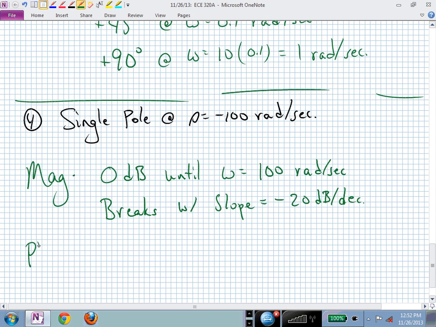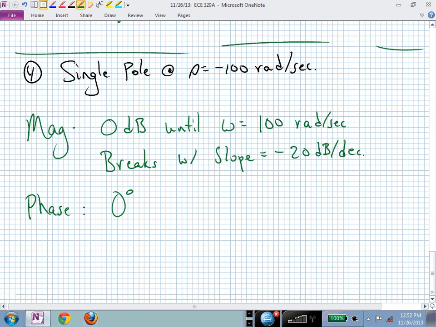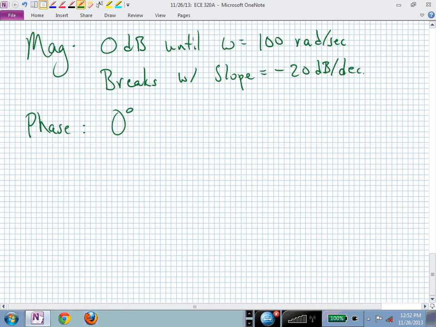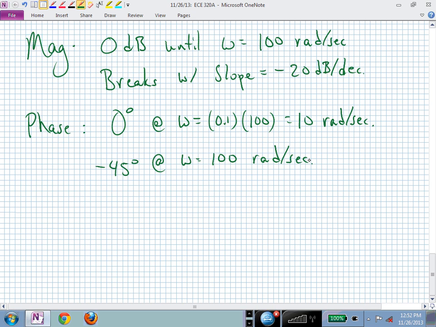What's the phase of this factor? So now I have my Goldilocks, right? I have 3 frequencies. It's 0 degrees a decade before the break, or in this case, 10 radians per second. Right at the break, it's a pole factor. Our real part and our imaginary part are equal at that frequency, and that's now minus 45 degrees.